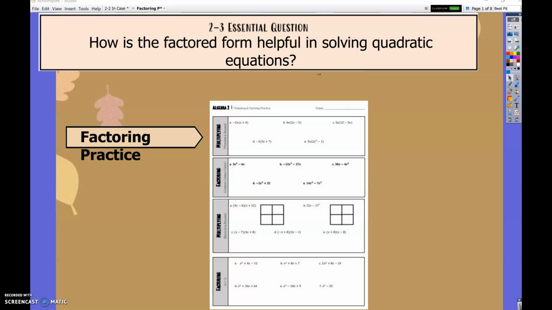For section 2.3, we're going to be working with factoring equations or quadratic equations, and it's going to be important that you remember how to factor from Math 2. So we created a worksheet that will help you do this.